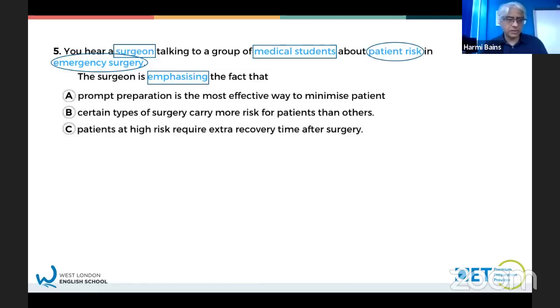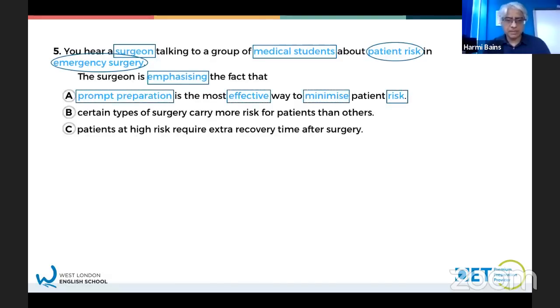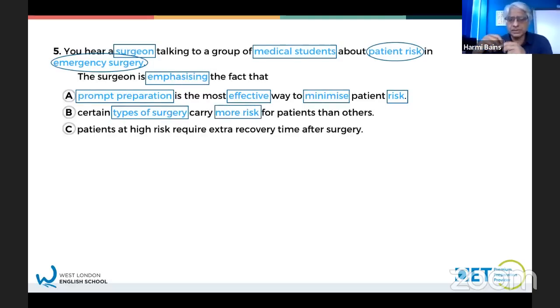Okay, we've got our three answer options. Again, this is tricky because they're a little bit longer now. In option A, something about prompt preparation being effective to minimize patient risk. Option B, about types of surgery, some types of surgery can be more risky. Or C, about patients who are high risk, need more recovery time. So I'm just trying to underline words to help focus my listening as I'm listening, and so I don't get too distracted by the other words.